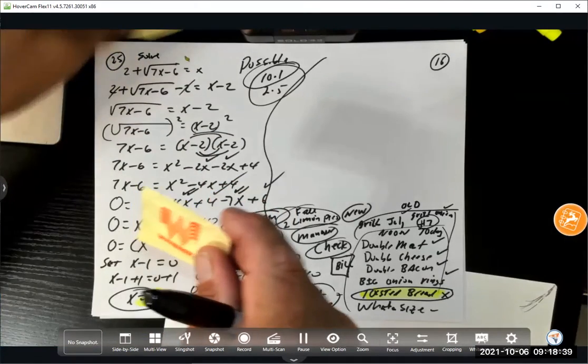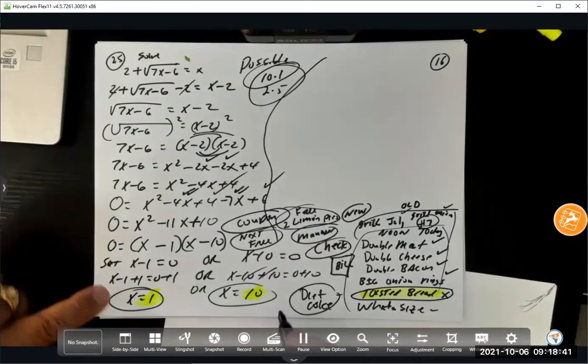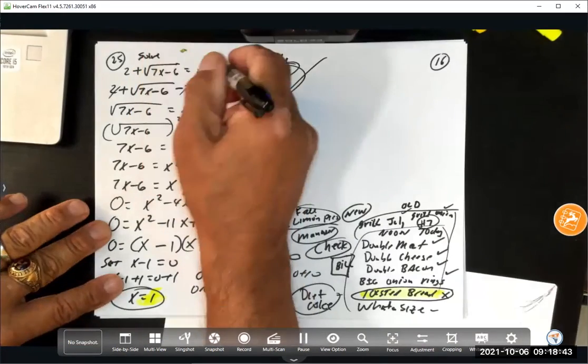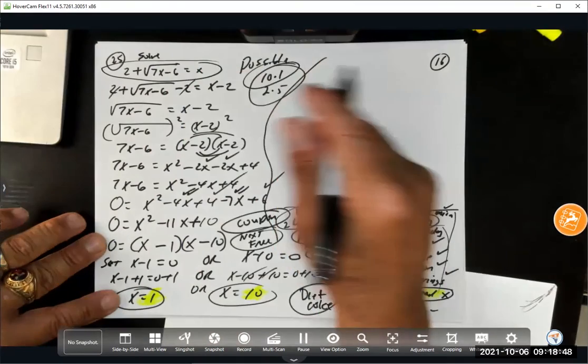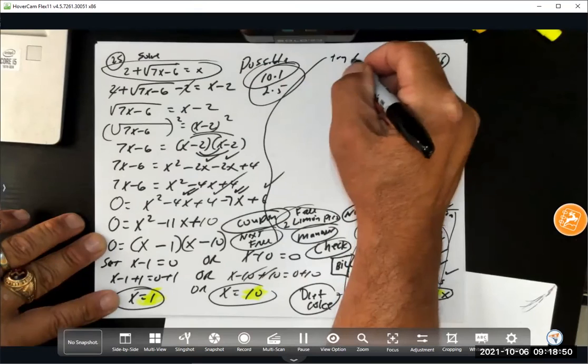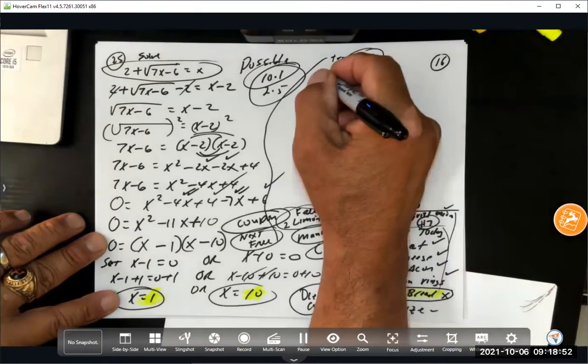All right, so now check the numbers. Ready? I'm gonna check the numbers right here. Is it good or not? Let's find out. So I'm gonna try x equals 1. Is that the right answer? I don't know, let's find out.